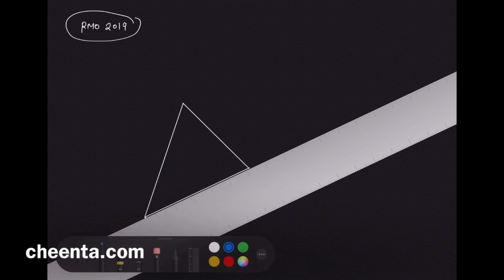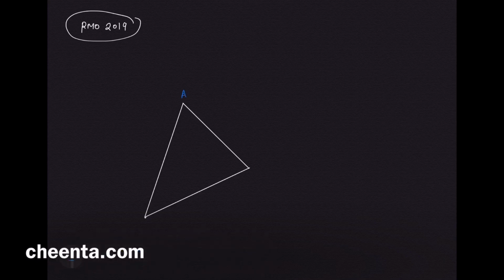So we have a scalene triangle, and let me give a name to this triangle. Suppose A, B, and C. The centroid of the triangle is known as G. So let me write that here. So G is the centroid of the triangle. What is the centroid? The centroid is the intersection point of the medians.